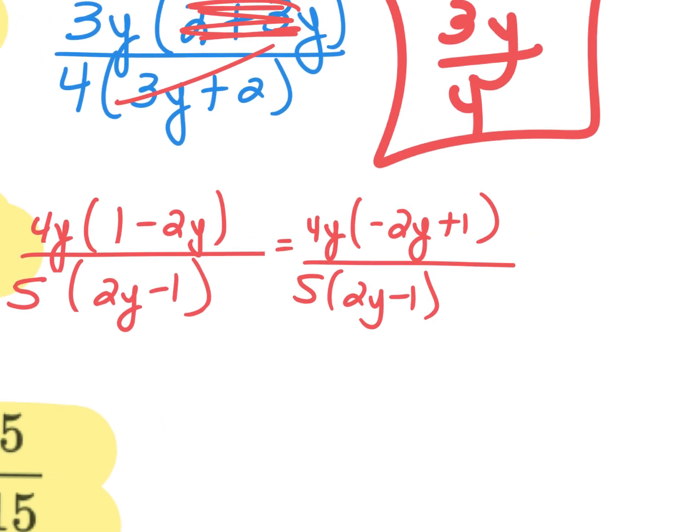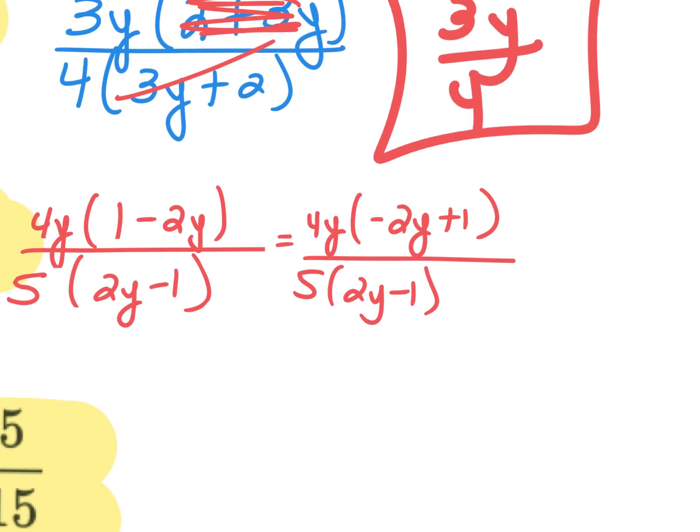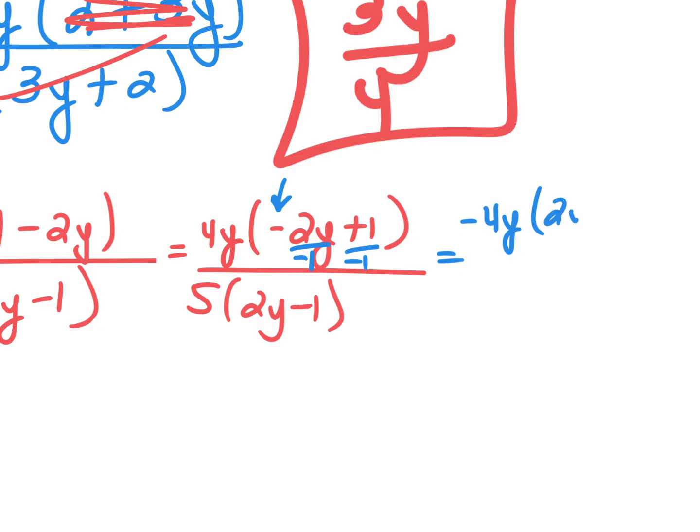All right, now we can do one more thing. If I lead with a negative, what can I do? I can take it out, right? Can I divide both of these by a negative 1? Yeah. So if I divide by a negative 1, I'm going to take the negative 1 out. I'm just going to stick it in front of the 4y. And when I divide that, negative 2 divided by negative 1 becomes 2y. 1 divided by negative 1 becomes minus 1 over 5 times 2y minus 1.